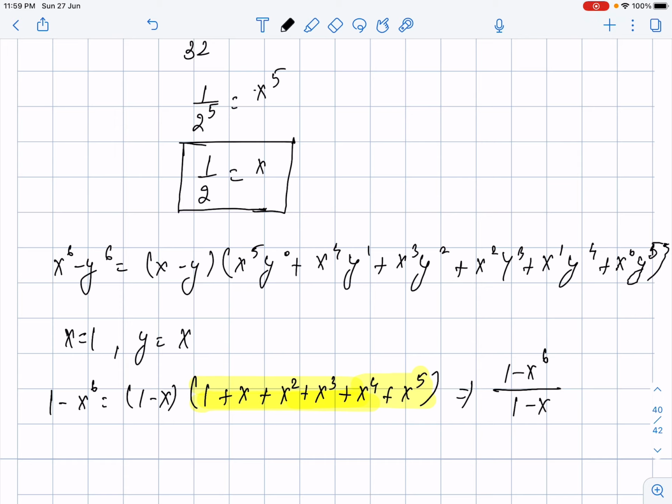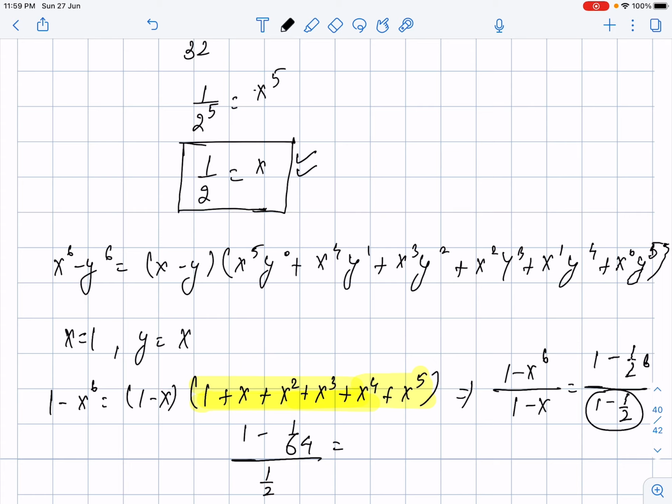So value of x we have already computed over here, that is 1 by 2. So 1 minus 1 by 2 to the power 6 divided by 1 minus 1 by 2. 1 minus 1 by 2 is what? 1 by 2 only. So in the denominator I'll be going to get 1 by 2, and 1 minus 1 by 2 to the power 6 will become what? 1 minus 1 by 64, okay.